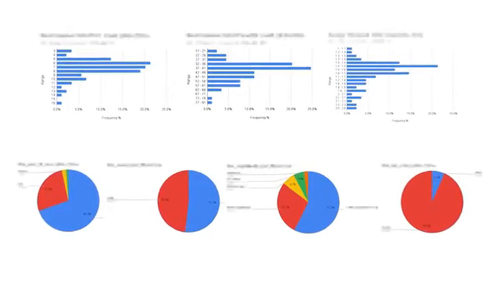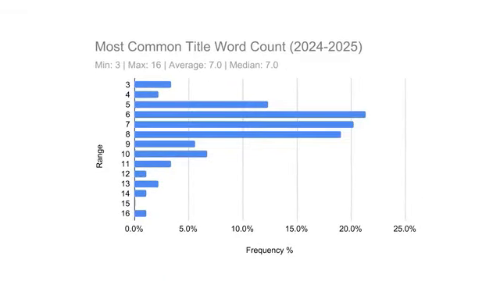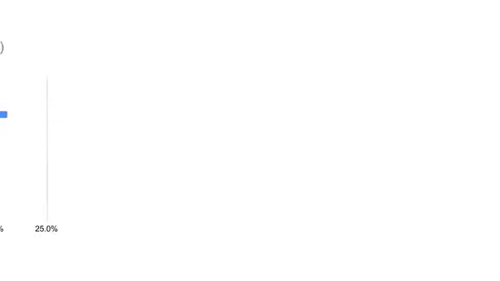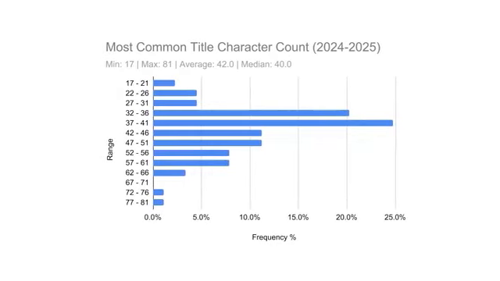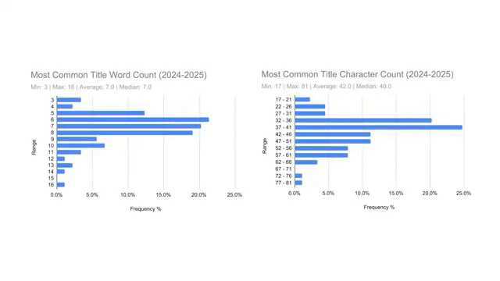Now, this graph shows how many words are in the titles of these videos, and it seems like the most common range is 6 to 8 words, with the exact average being 7. Now, if we translate that to character count, we're looking at an average title length of about 42 characters. So it seems like, similarly to thumbnails, big YouTubers like to keep things short and sweet when it comes to their titles, and if you're trying to model them, you should do the same. So let's add that to our title checklist.